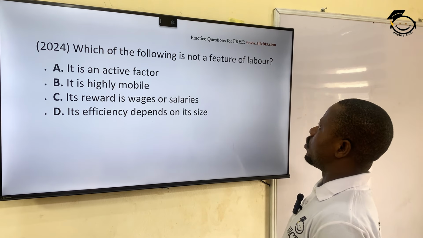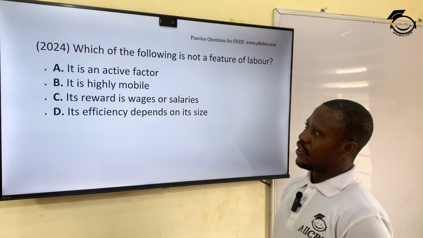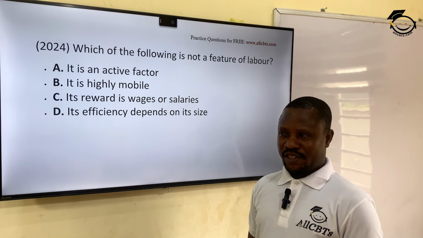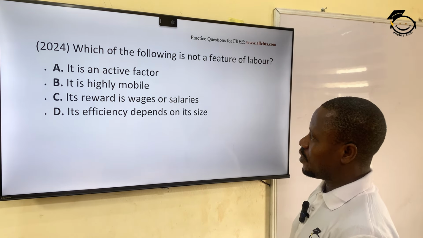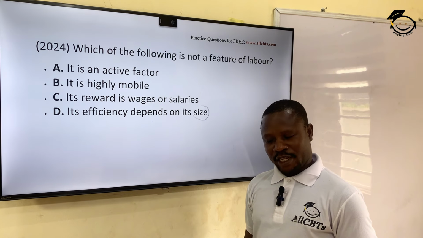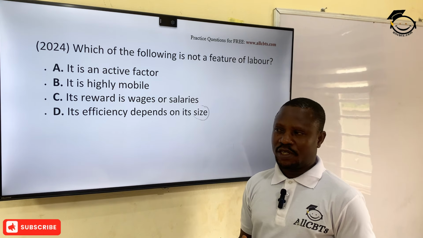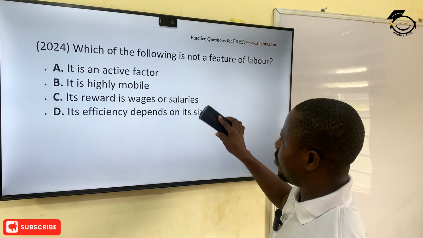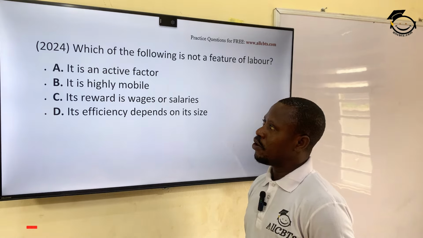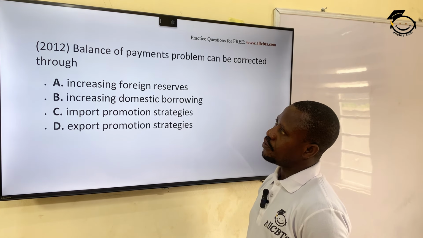So which one is not a feature of labor? Labor is an active factor? Yes. Is highly mobile? Yes. The reward is wages or salary? Yes. Its efficiency depends on size? Not necessarily. It's not the size of labor that determines the efficiency or the output that is being generated. So option D is not a good statement as regards labor. It's not a feature of labor. Option D. We'll go to the next question.